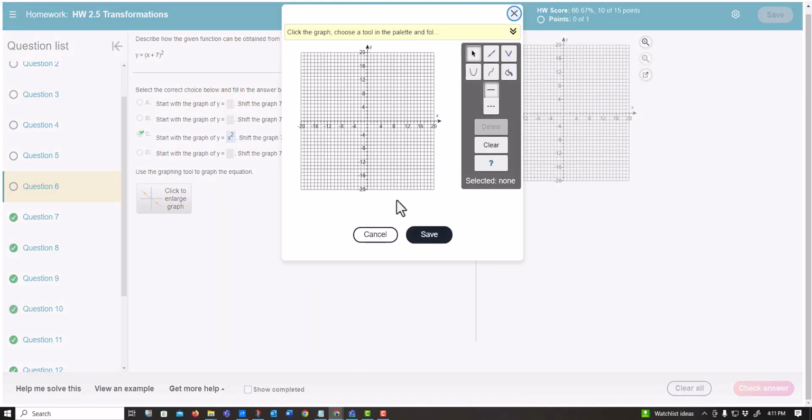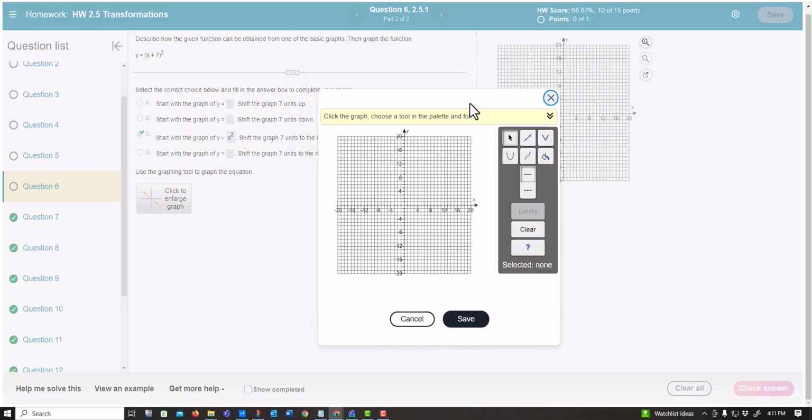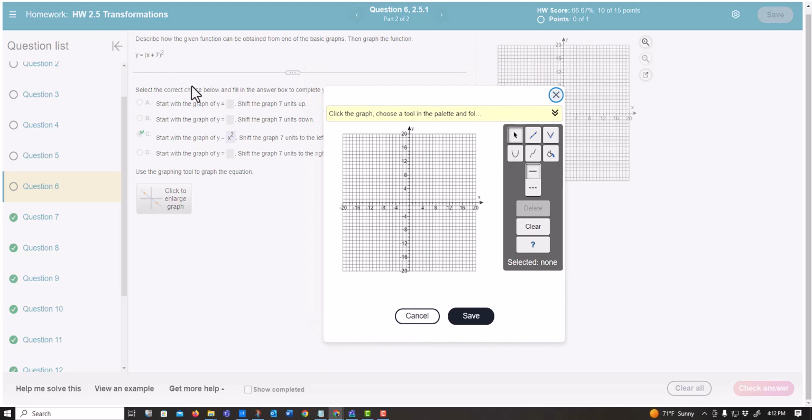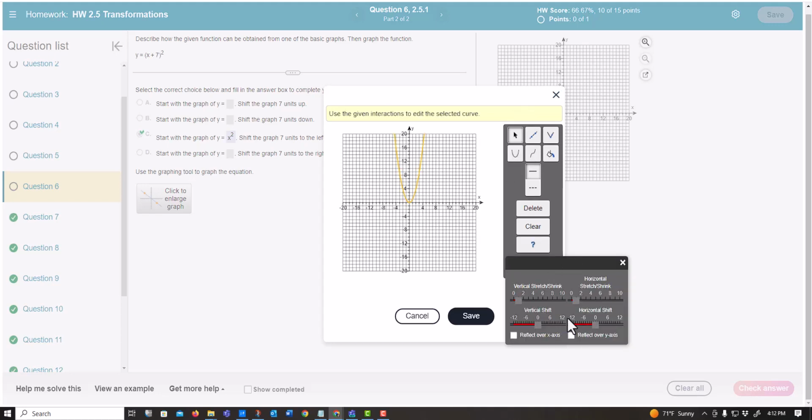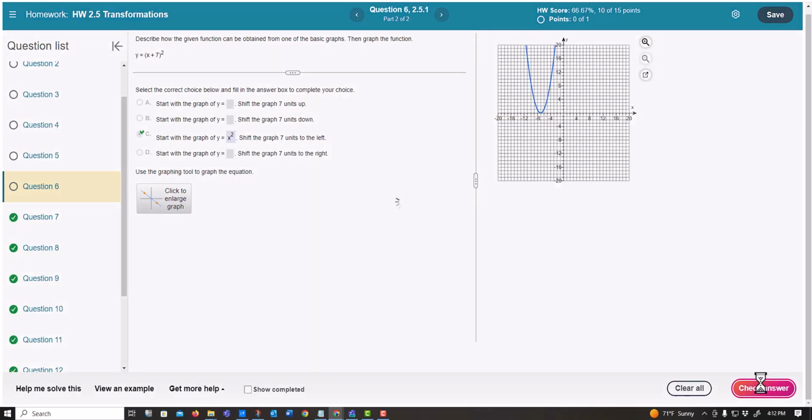Now this is kind of cool, but it took me a minute to even see what you're supposed to do, because you might just want to graph this right away. What you're actually graphing is the toolkit function. So the x squared, I just put right there at 0, 0. And now this pops up and it says, okay, what are you going to do? Well, there was no vertical stretch or shrinking. There was no horizontal stretch or shrinking. There was no up or down vertical, but there was this horizontal shift. And in this case, it was to the left 7 units. And you save it, and that gets your answer.